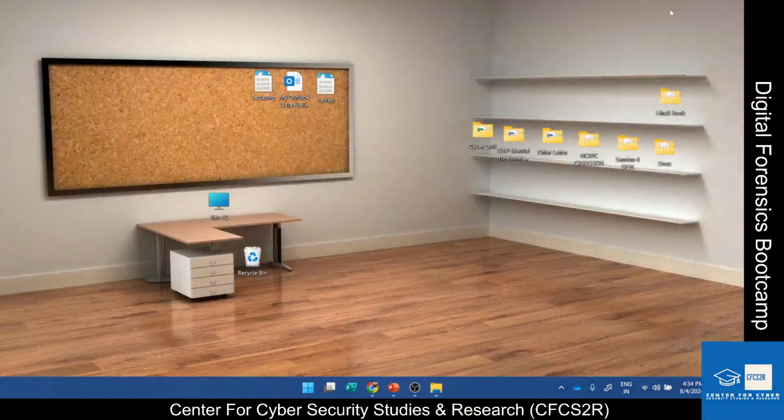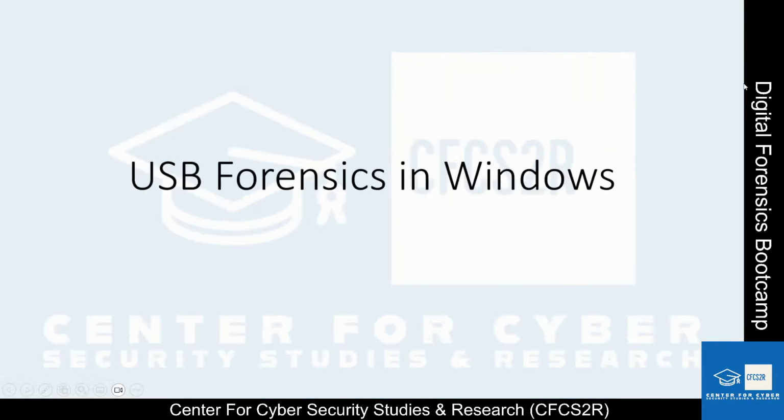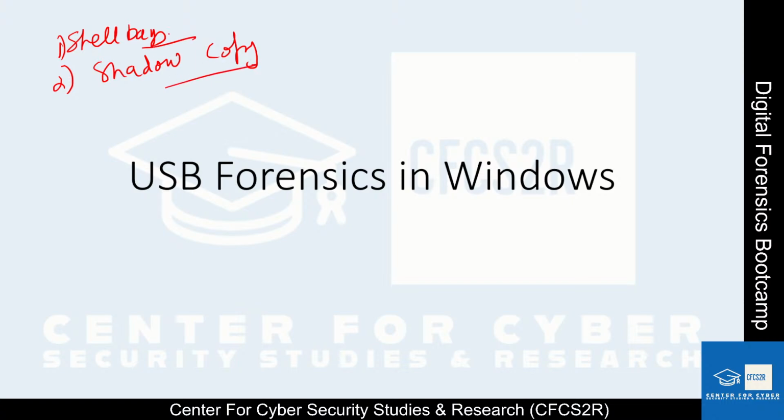So this is all about Shadow Copy View. Let's go ahead and talk about USB forensics in Windows. We have talked about two different topics: shellbags and shadow copy. These are the two important artifacts that we have discussed. Now let's discuss a very important topic, USB forensics in Windows.